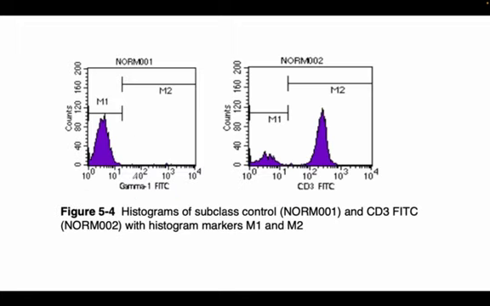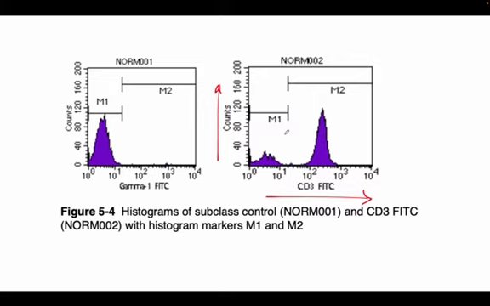Another method of representation, if we're only looking at one property of the cell, is a histogram. In the histogram, we basically have intensity on the x-axis and counts, or number of events, on the y-axis. These different peaks correspond to different populations within a sample.